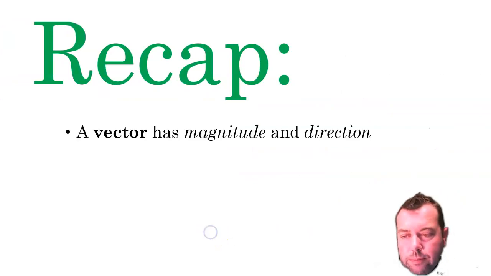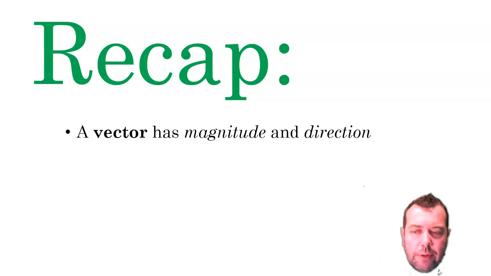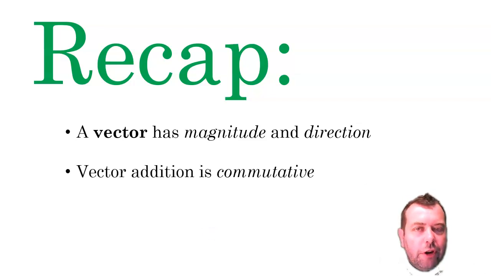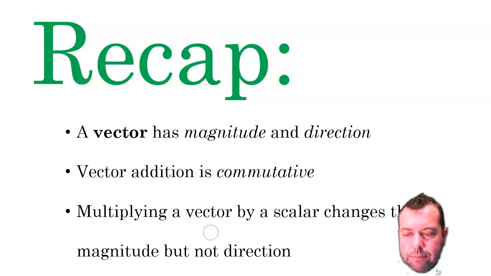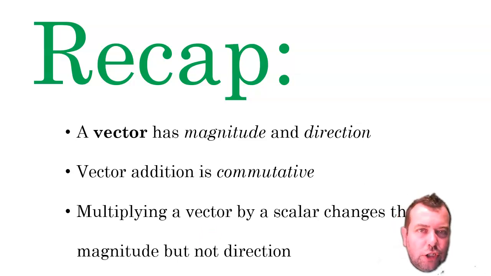Righto, that's it for the first video. Let's just go over some of these points. A vector has magnitude, how big it is, and direction, which way it's going. Vector addition is commutative, A plus B equals B plus A. Multiplying a vector by a scalar changes the magnitude but not the direction, except when we multiply by a negative, which reverses that direction.